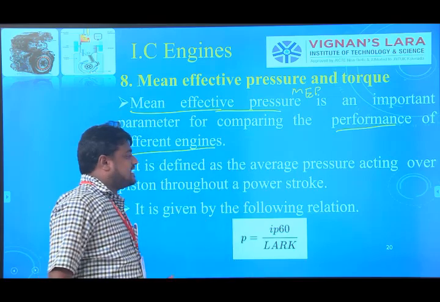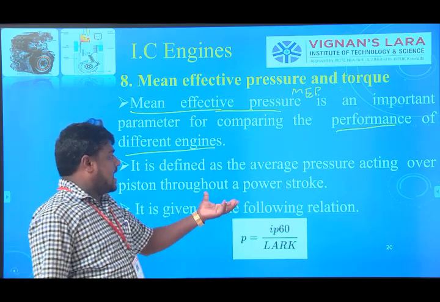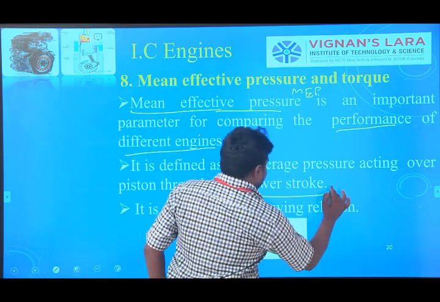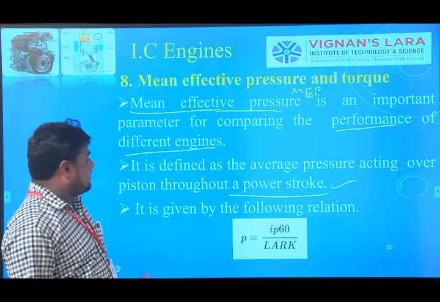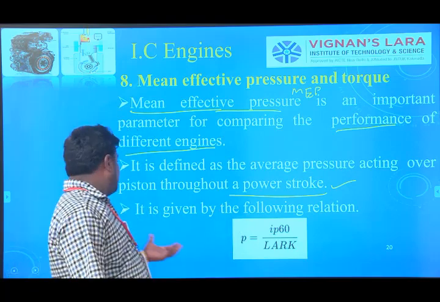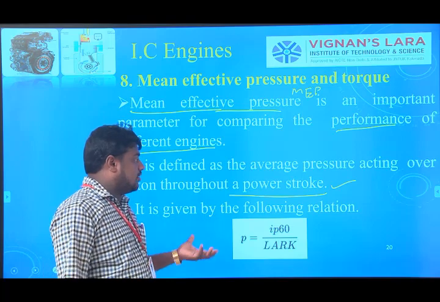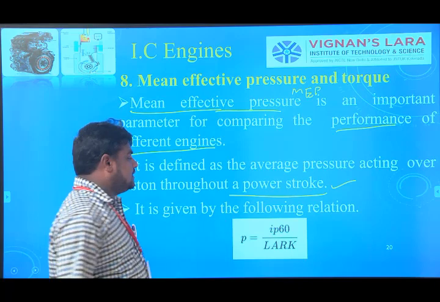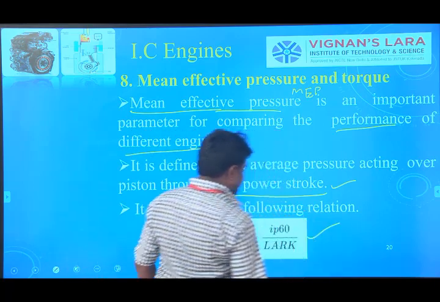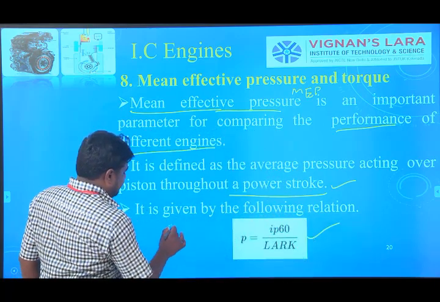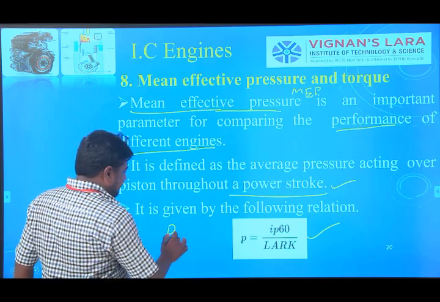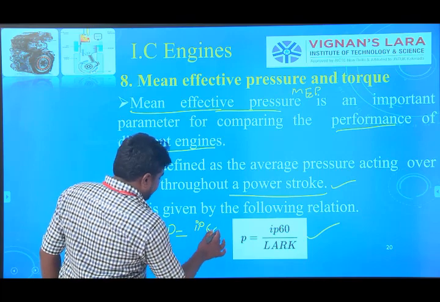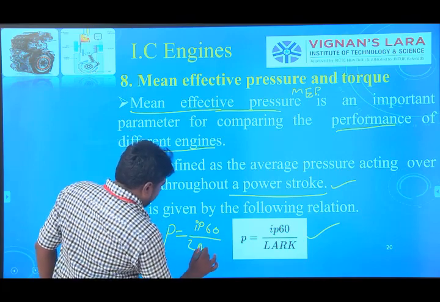It is defined as the average pressure acting over the piston throughout a power stroke. Then it is given by the following relation, which we have to write down. That is the mean effective pressure, P equal to IP, indicated power, times 60 by LANK.